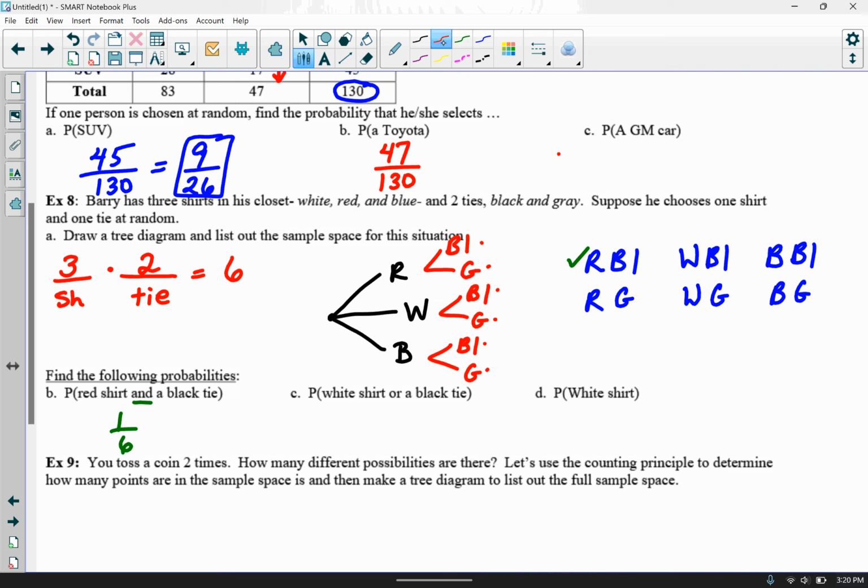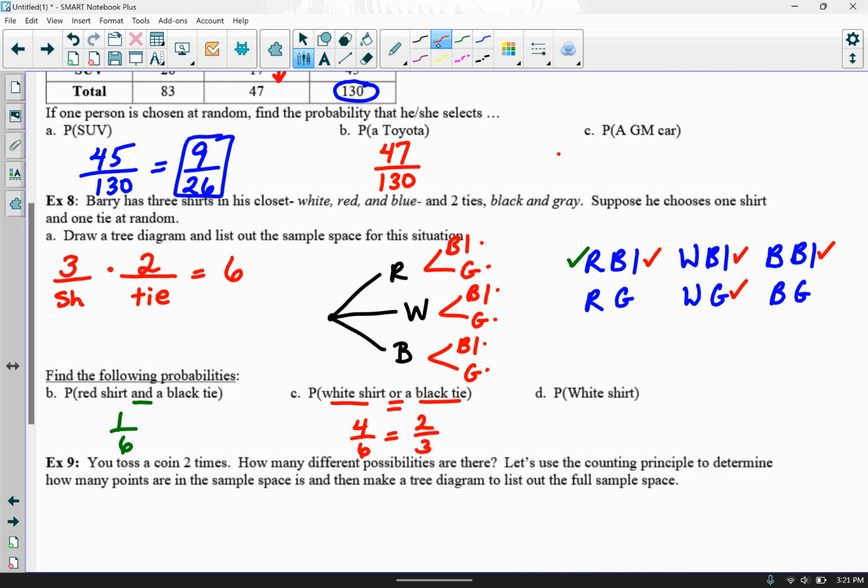All right. Next one, white shirt or a black tie. So remember, or, you can have one or the other or both, just don't double count. Okay, so I can include both of these because they have white shirts, and I can include this one because it has a black tie, and that one because it has a black tie. So there's 4 out of 6 possibilities there. That can be reduced. 2/3.